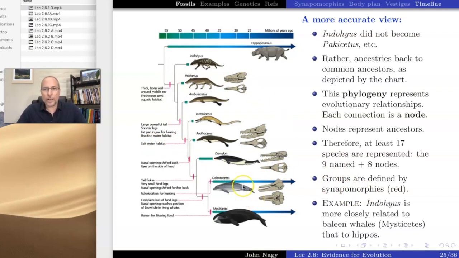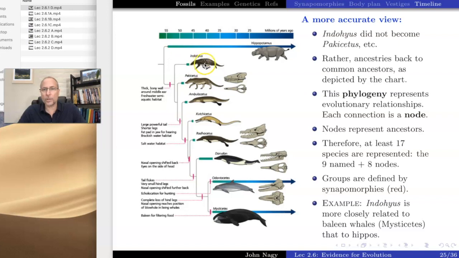Now, if we look at this carefully, we can ask, okay, let's look at Indohyus. Does this chart say that Indohyus is more closely related to hippos or more closely related genetically to the baleen whales? Well, if we follow this back, where is the common ancestor between Indohyus and the baleen whales? I'm going to follow it all the way back, and boom, right there. There is the common ancestor of Indohyus and the baleen whales, and that's going to be somewhere about 51 million years ago.